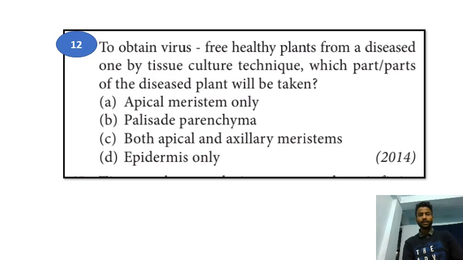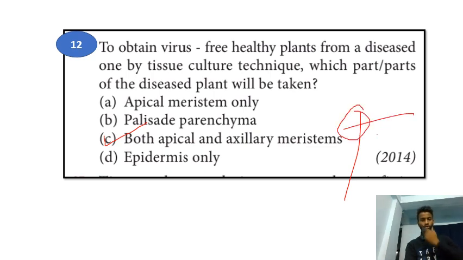To obtain a virus-free healthy plant from a diseased one by tissue culture technique, which part or parts of the diseased plant will be taken? This is the answer: both apical and axillary meristem. We know at the apical region there is no virus growth, so it helps in tissue culture.